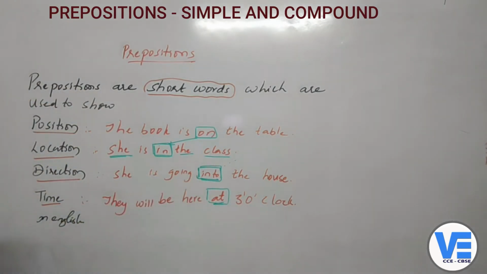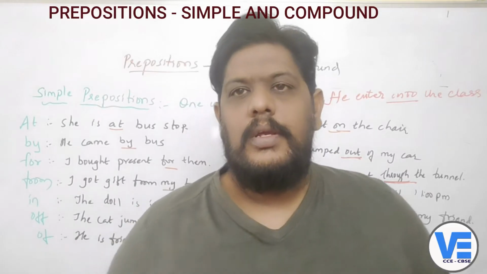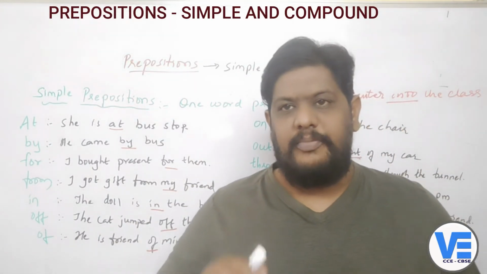Like this, there are many prepositions. These are only just examples. You can use a lot of prepositions using the position, location, direction, and time in English. So here we have taken just 4 examples, right? Okay. So children, there are 2 types of prepositions.